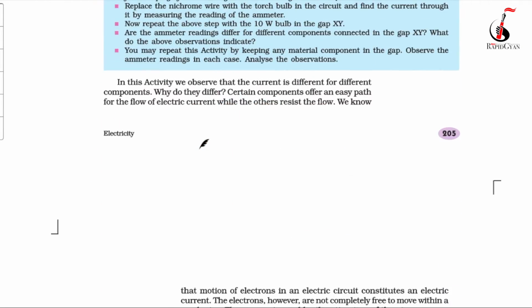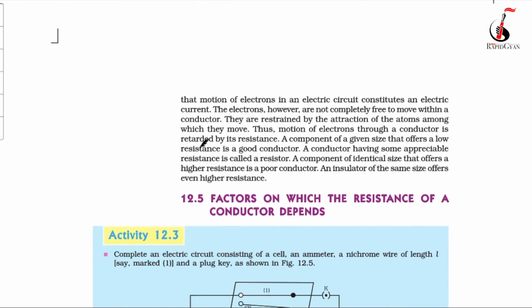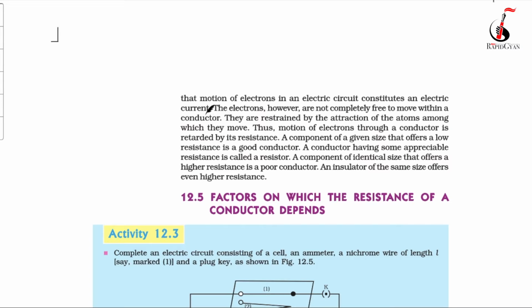Beta, if you come over here, there are things which have been written. It's very important for you. Just go through it. What you are seeing over here: the motion of electrons through a conductor is retarded by its resistance. It means if there is more resistance, the motion of electrons will be less, and if there is less motion of electrons, the current flowing will be very less, correct?